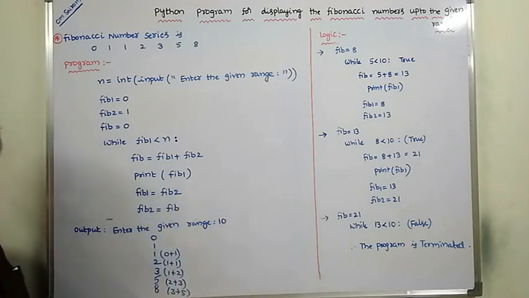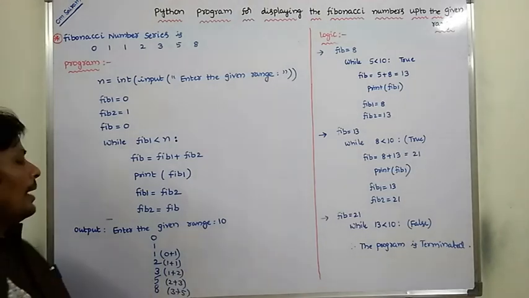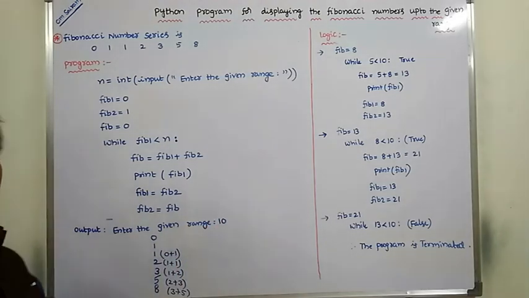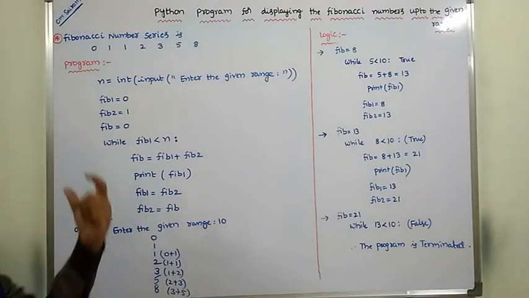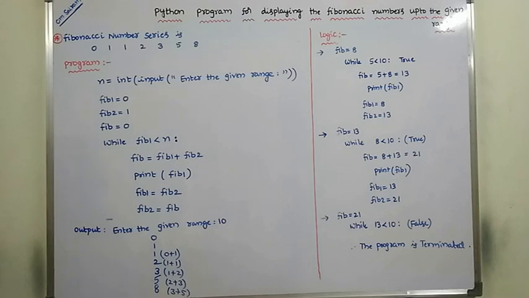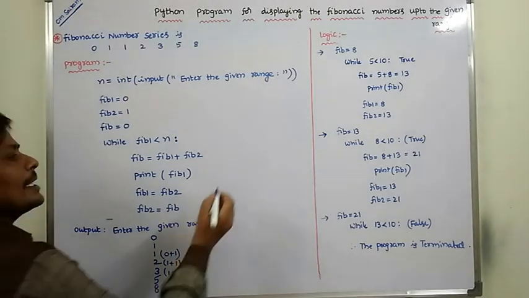In this way, we are getting the numbers. The same program can be applied for any range. Enter the given range: 100. What are the Fibonacci numbers we are getting? So this is the program we have to follow for displaying the Fibonacci numbers up to the given range.